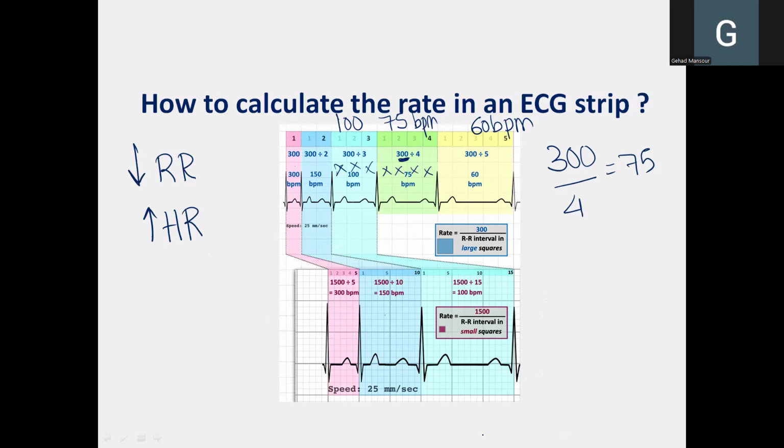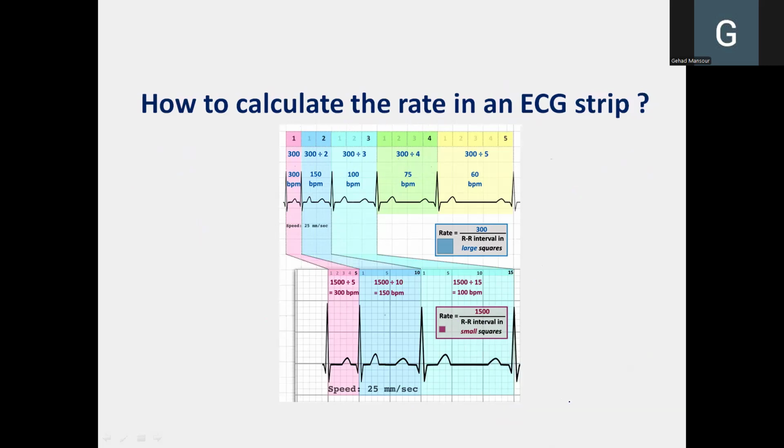But sometimes the heart rate is irregular. Again, these are different ECGs, but let's imagine that this is one ECG. Sorry, forget about this, but we can calculate the heart rate in another way, which is to count the number of small squares. So you can use another constant, which is 1500, and divide it by the number of small boxes in between the RR interval.